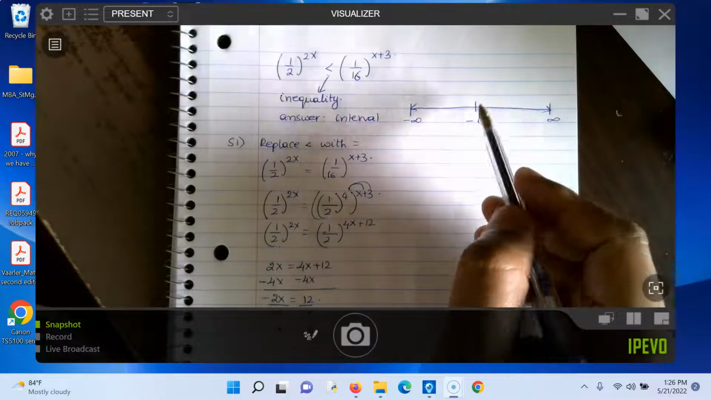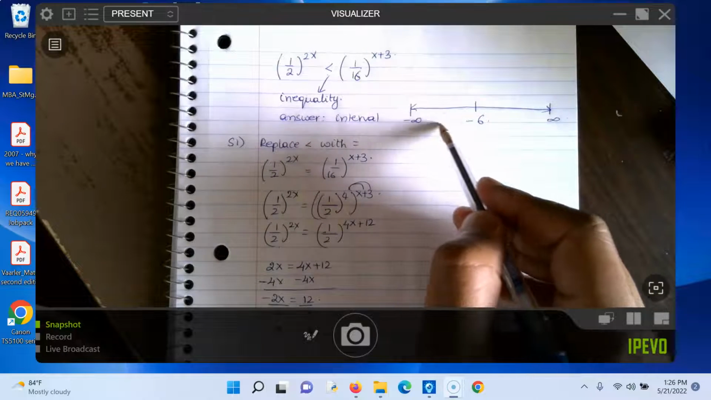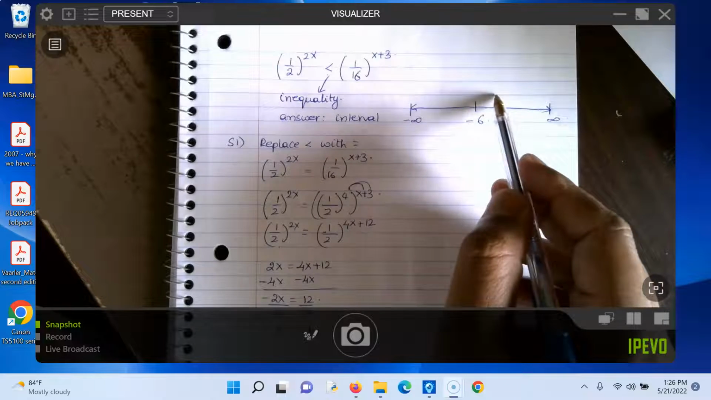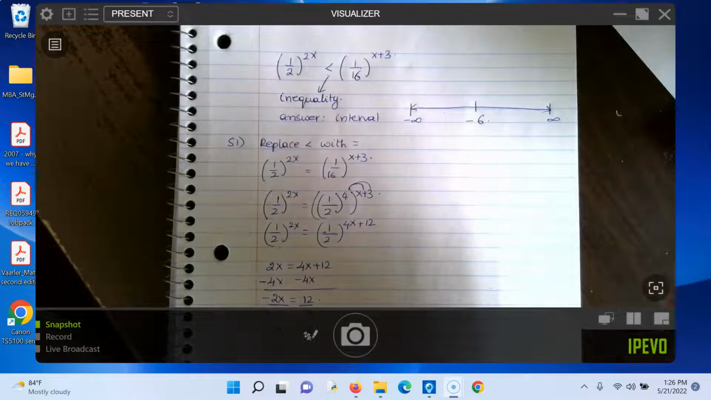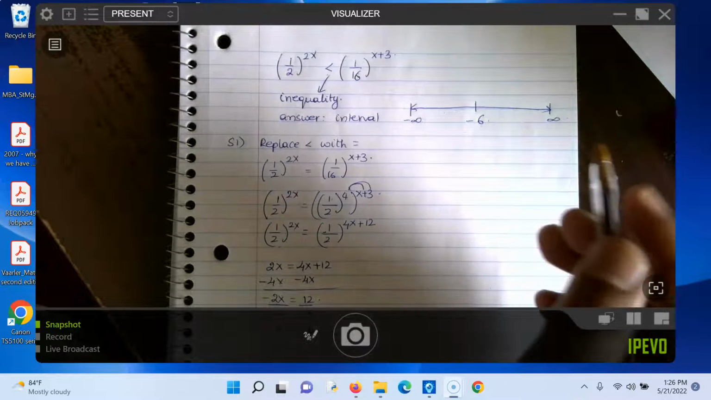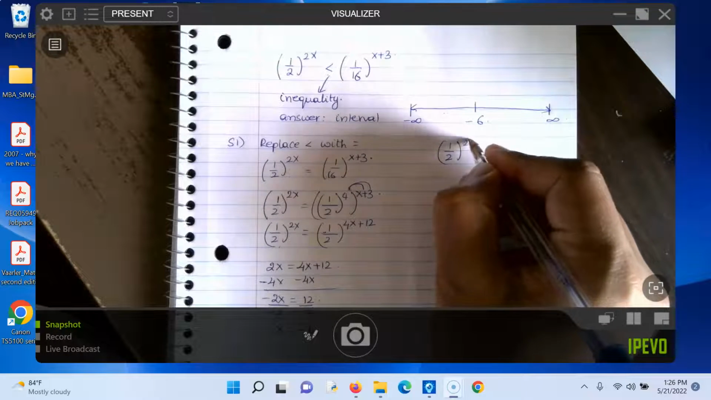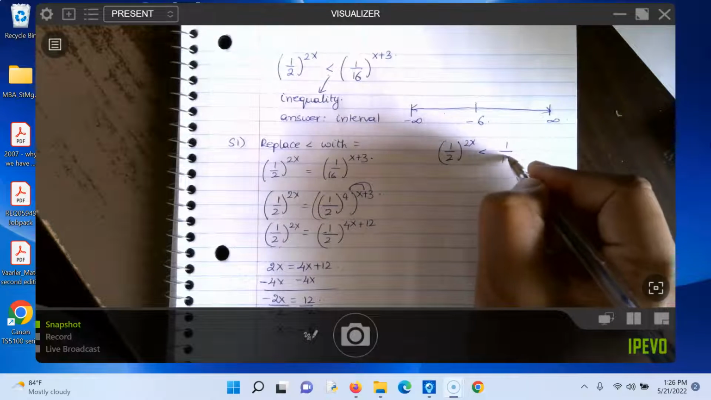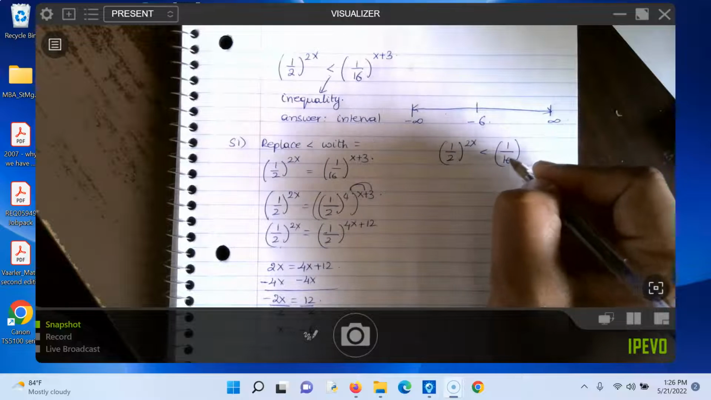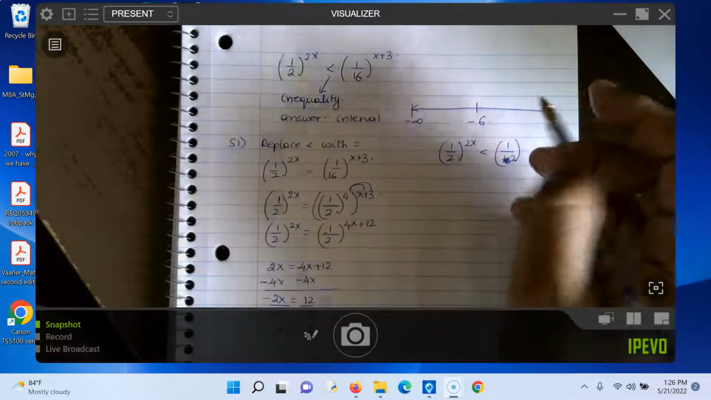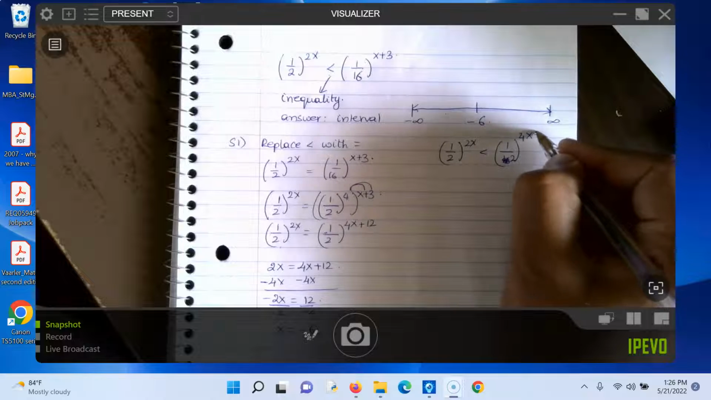Remember that. So your solution could be the region on the left of negative 6, or it could be the region on the right side of negative 6, one of them. Which one is it? We will find out that in a moment. So recall that inequality, which is 1/2 to the 2x is less than 1/16 to the x plus 3. You can write this as 1/2 to the 4x plus 12. Okay.